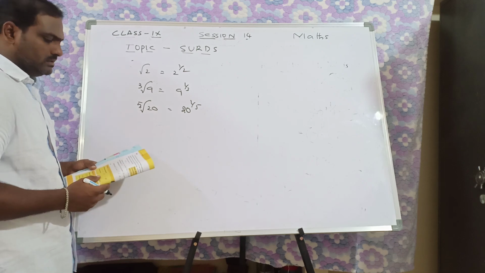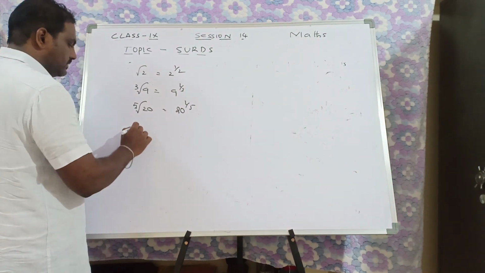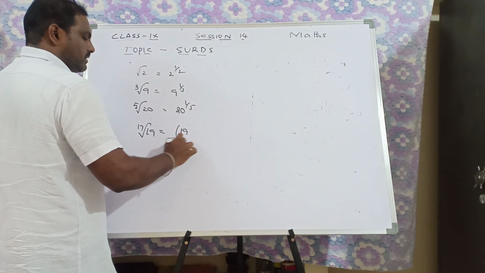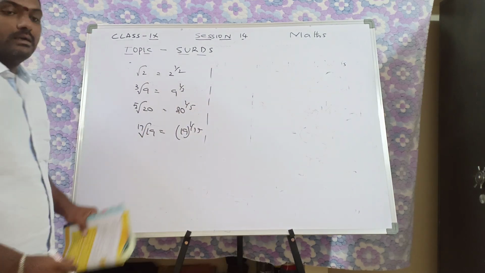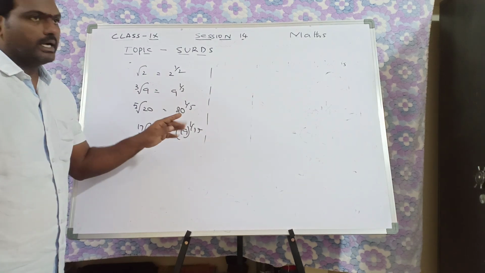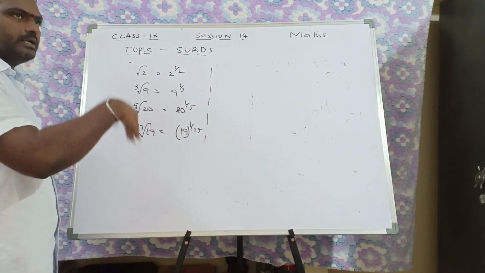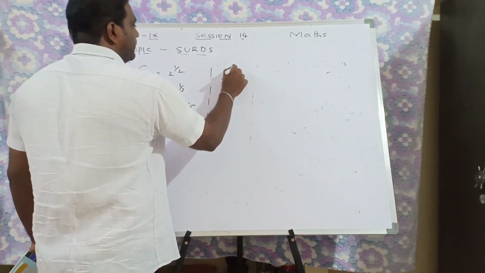Next, 17th root of 19. What is the answer? 19 power 1 by 17. That's all. So this is the way to write in exponential form if the surd form is given. Suppose we are given the exponential form, that is the second part. What is the second one? 5 power 1 by 7.